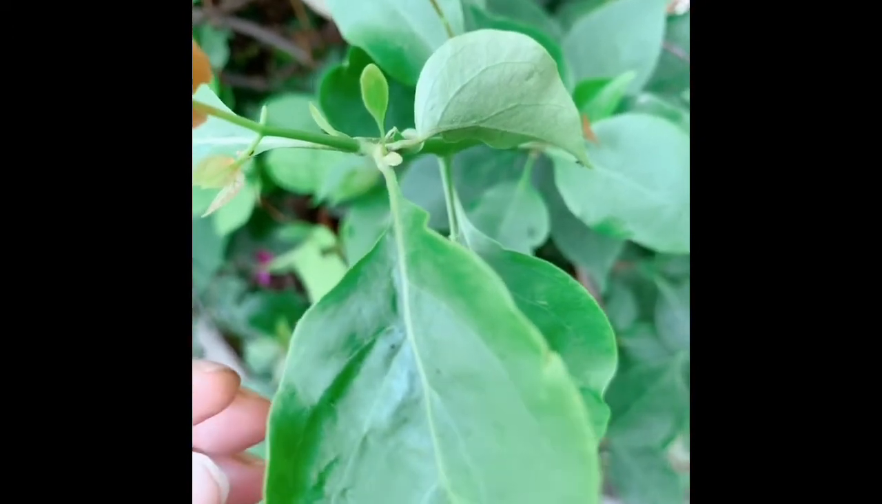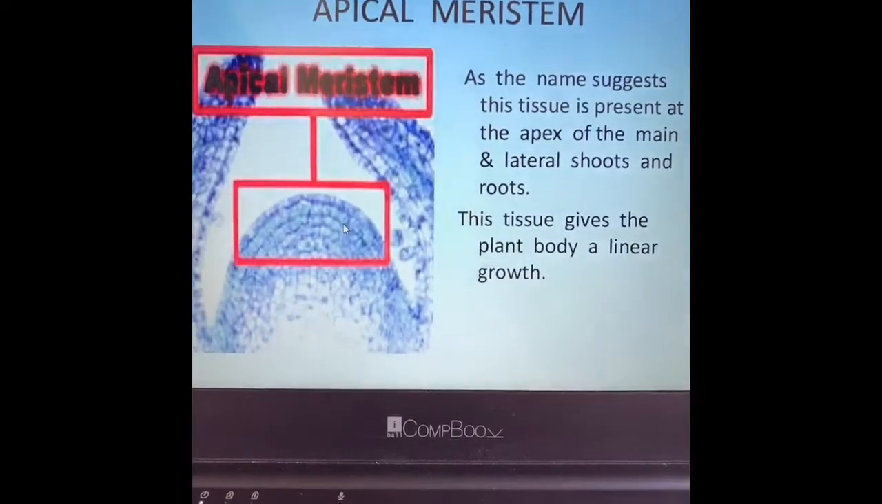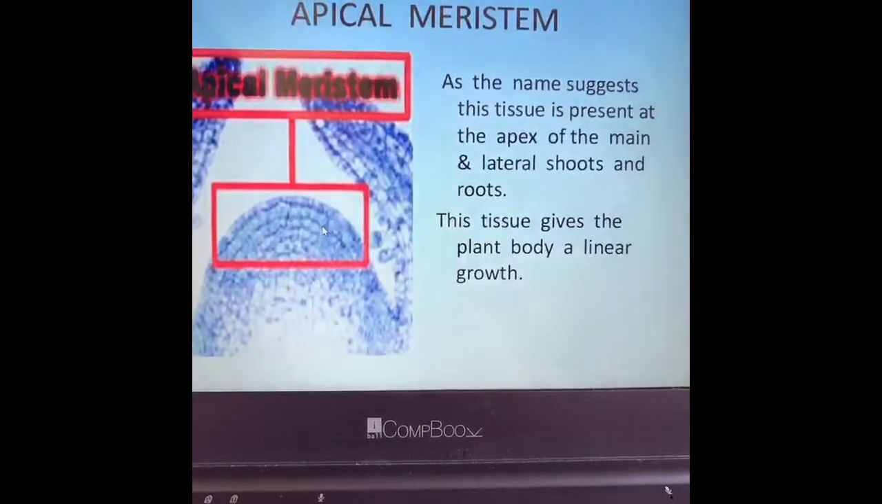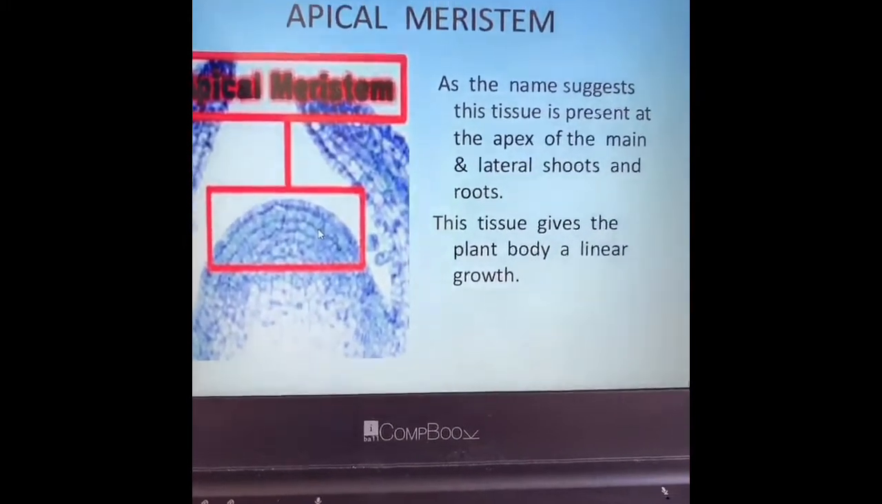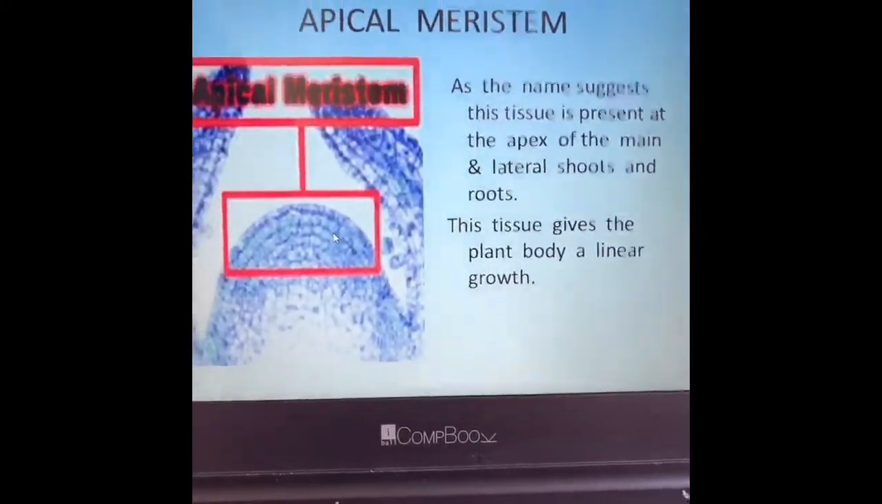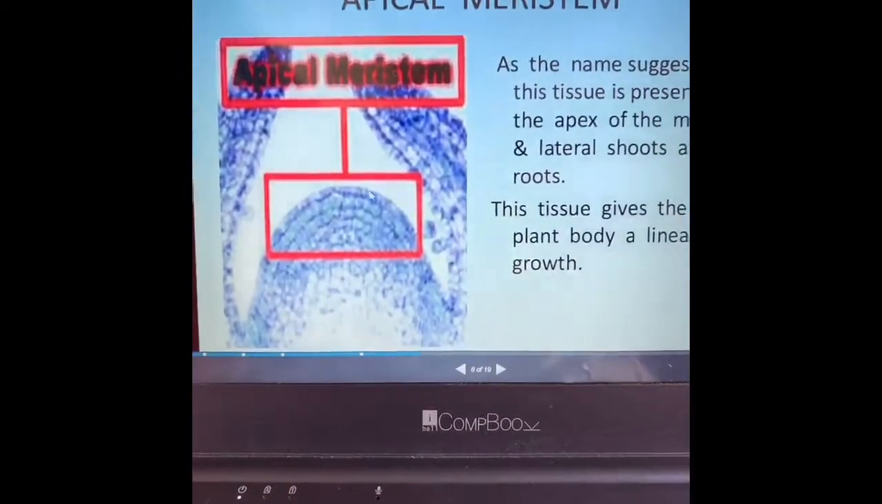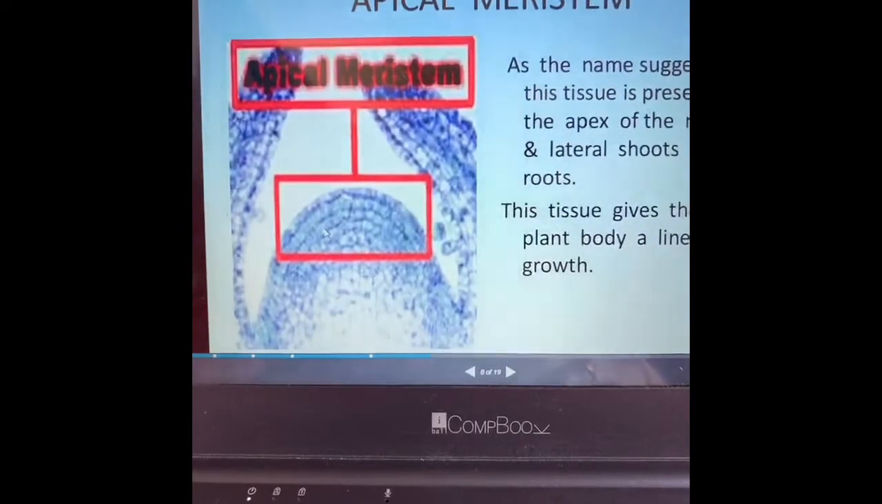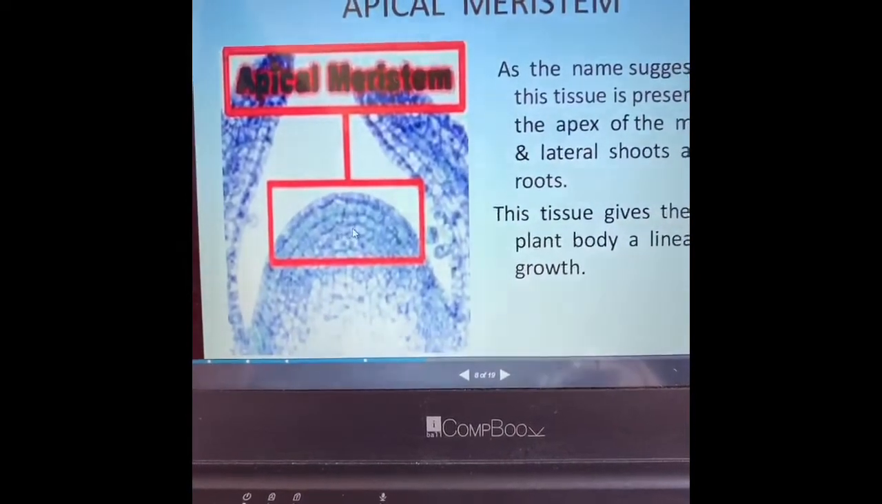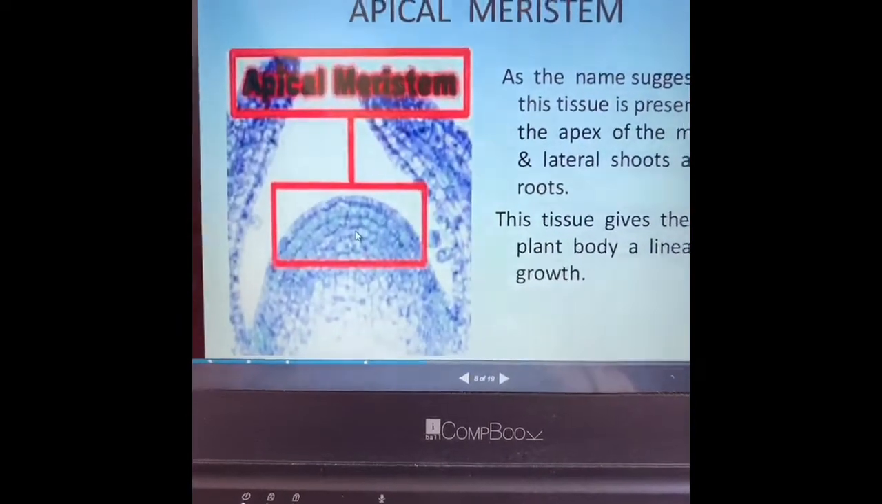Here is another tip of the plant. So, the apical meristem gives the plant body a linear growth. The cells which you are seeing here are the accumulation of the meristematic cells. I showed you in the plant itself.